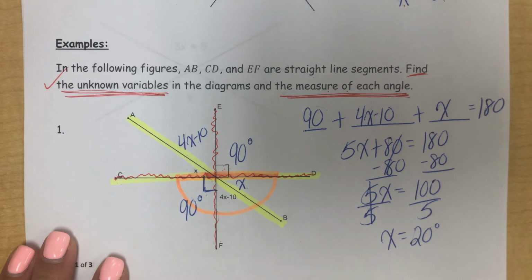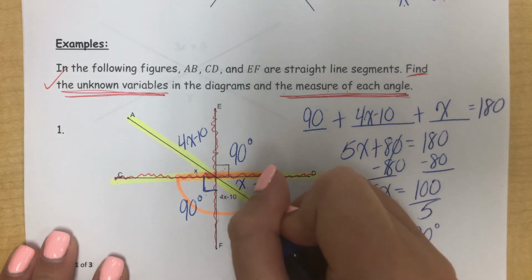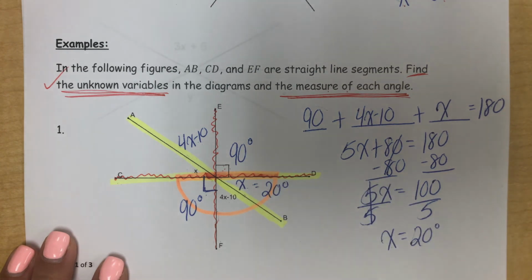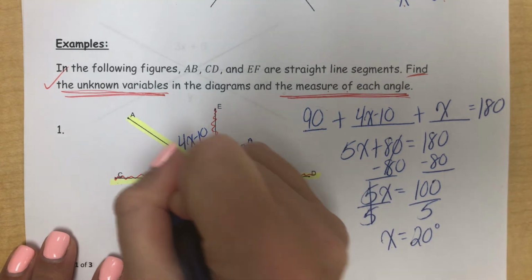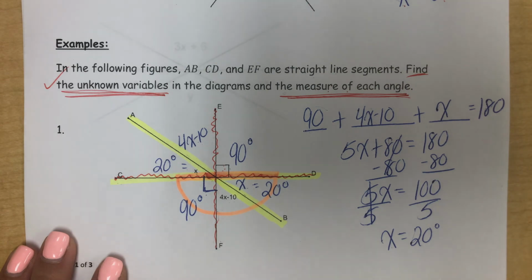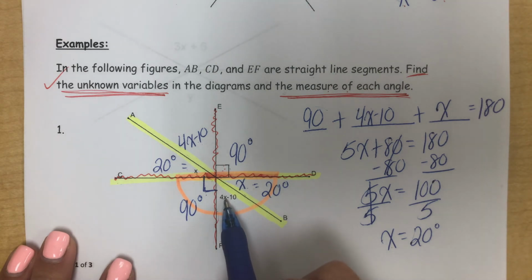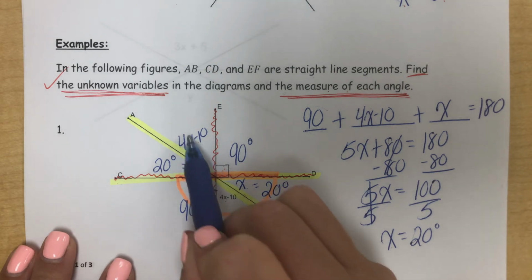I gotta fill that in. So I know that x is 20. So I can go ahead and say, okay, well, this angle is gonna be just 20 degrees. Again, x is 20. This will also just be 20 degrees. And then I have to plug in x for these vertical angles.